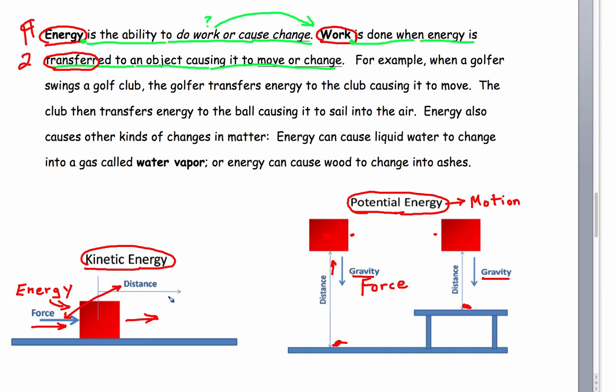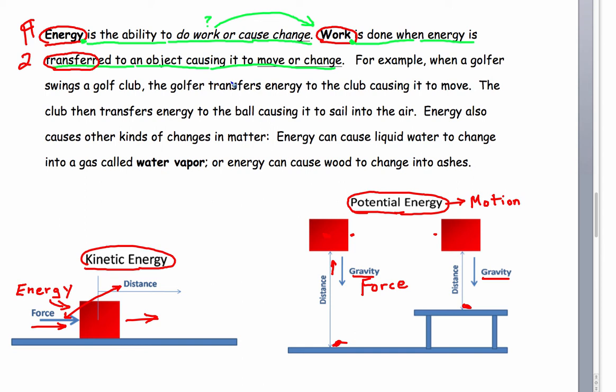Okay, so let's just read this example up here and we'll pretty much be finished. So, for example, when a golfer swings a golf club, the golfer transfers energy to the club, causing it to move. The club then transfers energy to the ball, causing it to sail into the air. Okay, so energy also causes other kinds of changes in matter. Energy can cause liquid water to change into a gas called water vapor.